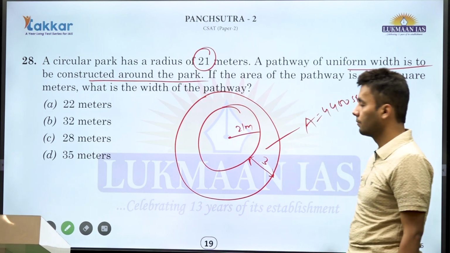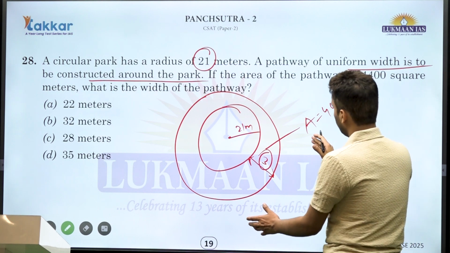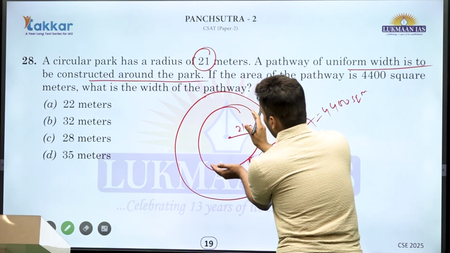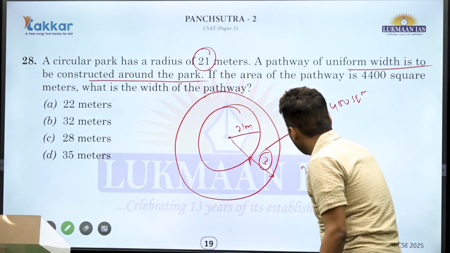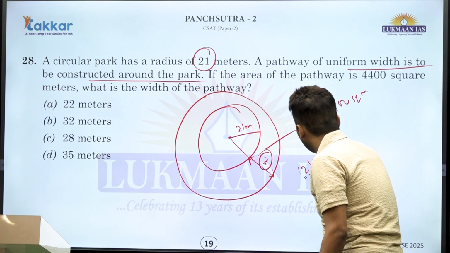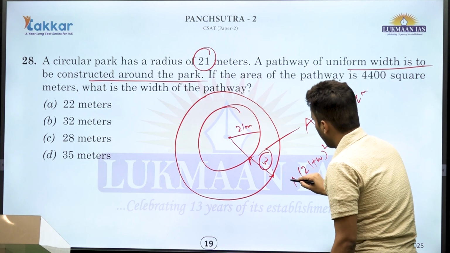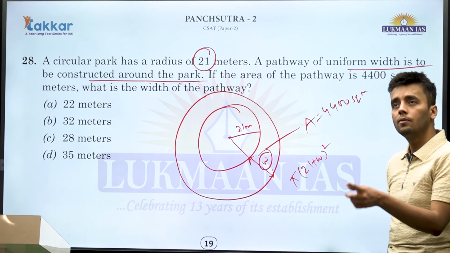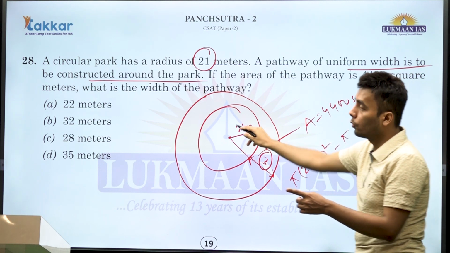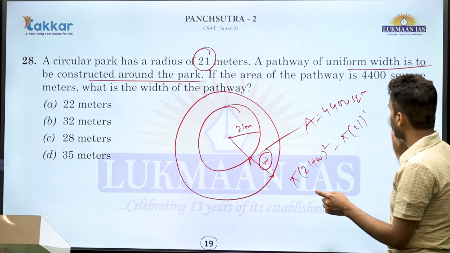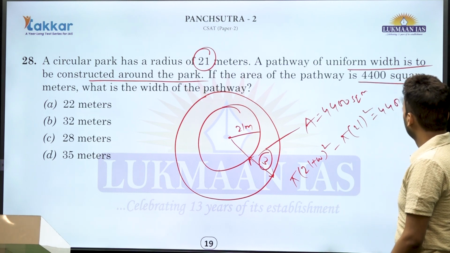What is the width? So let's suppose the width is W. What we can do is subtract the area of the circular park from the whole. So what is the total radius? 21 plus W. This is the total radius of this structure. Pi, because the area of a circle is pi r square. So pi times the new radius square minus pi times 21 square is equal to 4400.